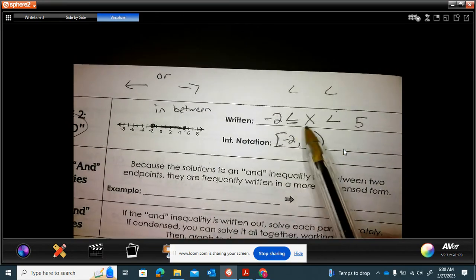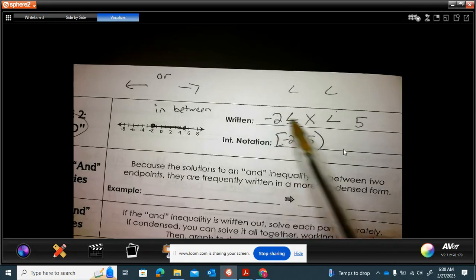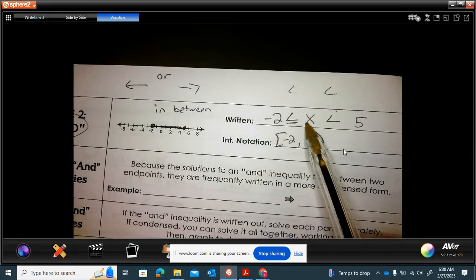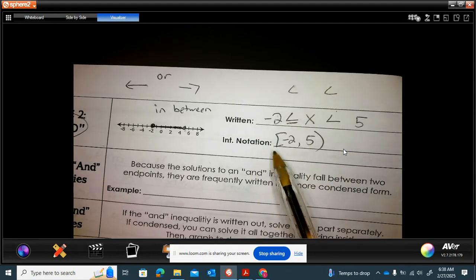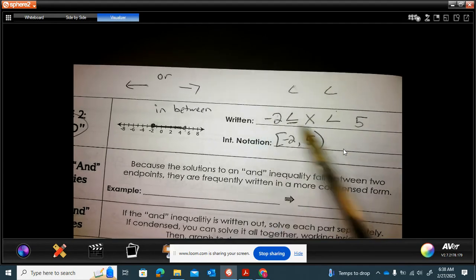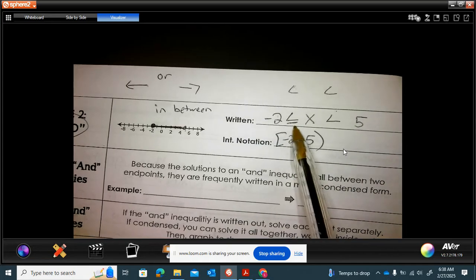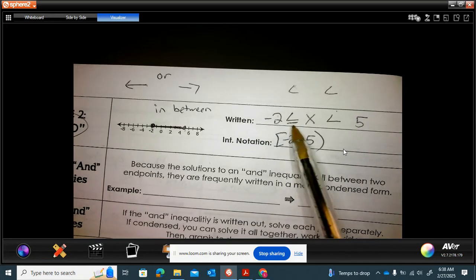So again, AND inequalities will always have two inequality symbols. The X will always be in the middle. The symbols will always be going in this direction. And then you just basically say, where does it start? Where does it end? And then add a line underneath if you have a closed circle.